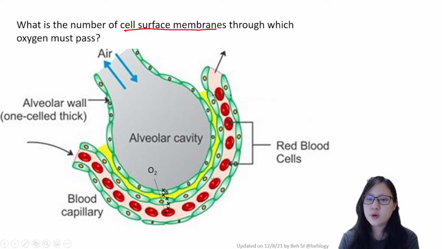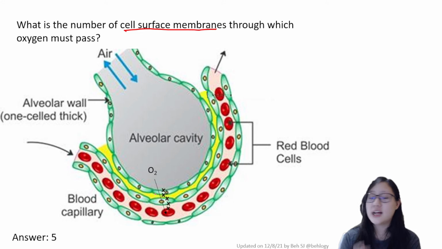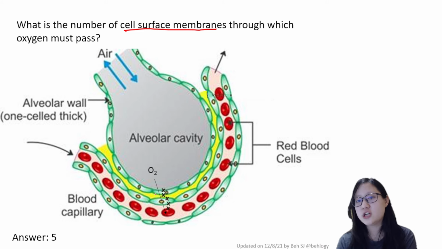So the answer to this question is 5. 5 cell surface membranes. It has to pass through 5, only 5, in order to get from the alveolus into the red blood cell. This is a very short diffusion distance and it's great for efficient gas exchange.